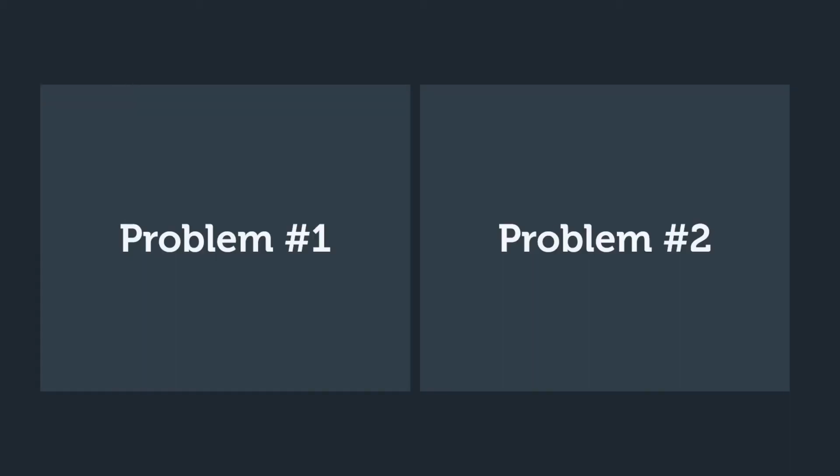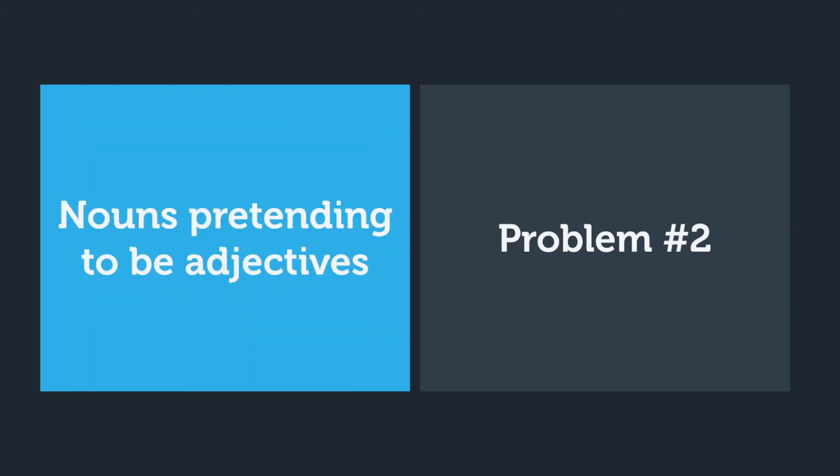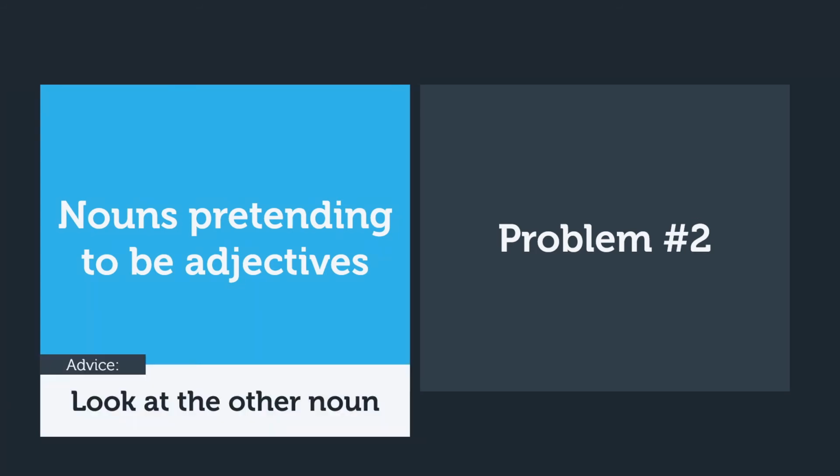To summarize, the first problem occurs when nouns pretend to be adjectives. When this happens, you need to basically ignore any rules that would typically apply to the noun that is pretending to be an adjective and look at the actual noun that it is describing to know what to do. To learn more about these types of nouns pretending to be adjectives, check out my video on adjective order.